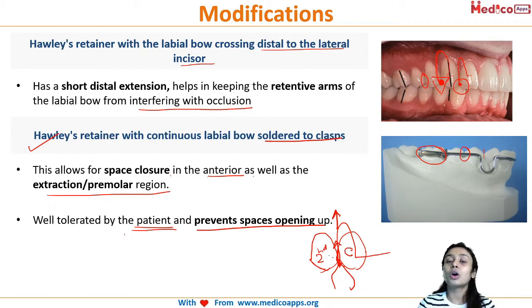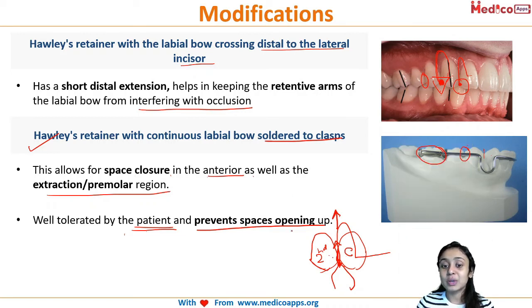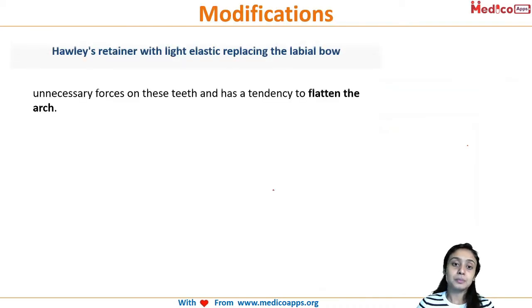So this is a very common disadvantage which occurs with our Hawley's appliances. So in such a design wherein your wire component does not cross your occlusion, a major advantage is it prevents your spaces from opening up again.